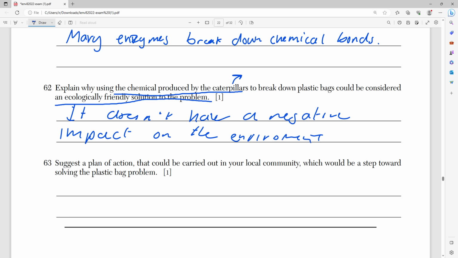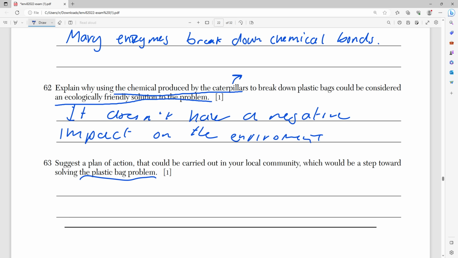Question 63 says, suggest a plan of action that could be carried out in your local community, which would be a step forward to solving the plastic bag problem. What they mean by the plastic bag problem is the fact that so many people are using plastic bags and throwing them out, and that they're ending up, unfortunately, in landfill, right? So the best and easiest way to solve this issue, to stop plastic bags from ending up in landfills, is to encourage people to not use plastic bags, right?